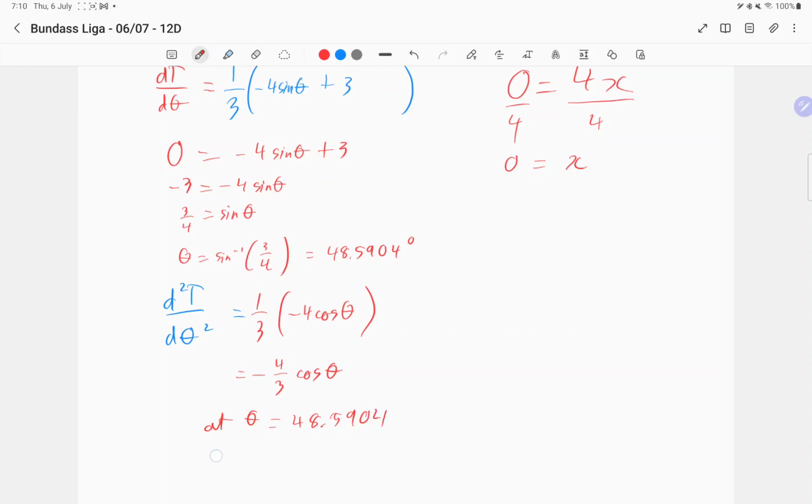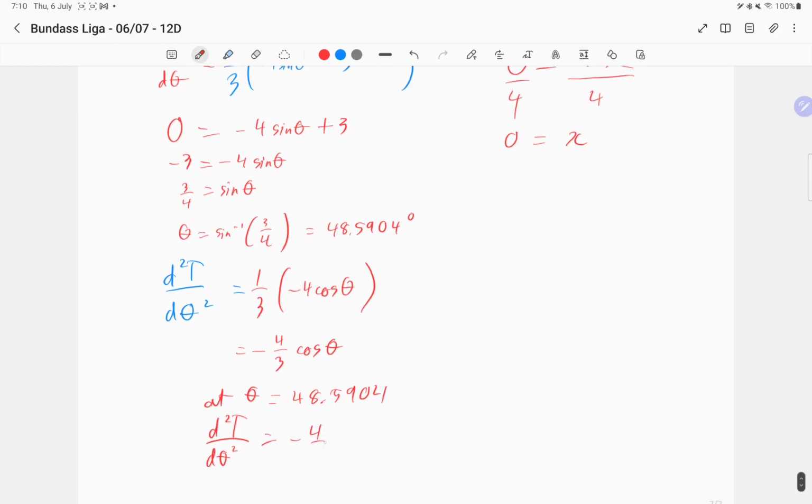At theta equals 48.5904, the second derivative would be equal to negative 4 over 3 cos of that angle. Do you think it's positive or negative and why? Anyone? How is it relative to 0? Positive or negative?